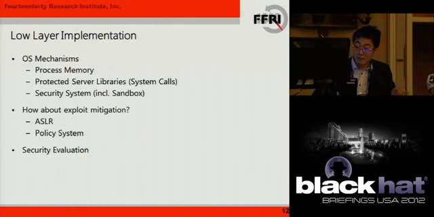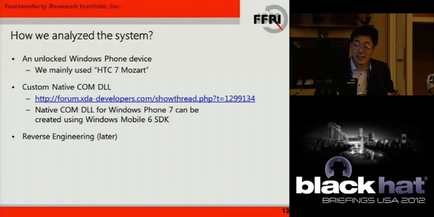So I have to describe how I analyzed the system. Well, I used an unlocked Windows Phone device. Mainly, I used the HTC 7 Mozart, and I used undocumented features to run native code. So I made a custom DLL to analyze the system. Interestingly, a native DLL for Windows Phone 7 can be created using the SDK for Windows Mobile 6. And, of course, I used reverse engineering techniques. I will talk about reverse engineering later. It's fun.